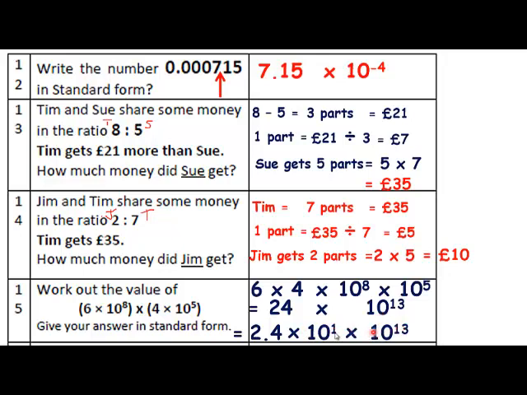Now, bring the 10s together. I need to add the powers, so it's going to become 2.4 times 10 to the power of 14. 1 plus 13 is 14. As I said before, make sure you really do understand this question. It's a tricky question. It's very important that you do get it.